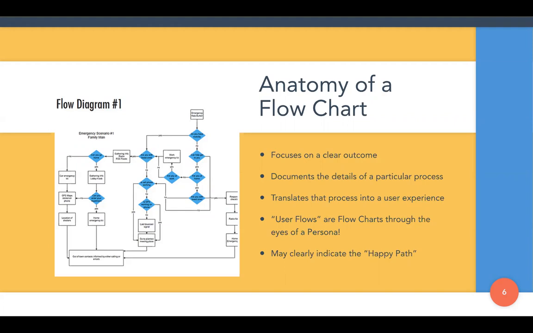Flowcharts also can communicate what we call the happy path. The happy path is the way that a person can get from here to there in the most direct fashion. If everything goes right and we do our job right, people will fall along the happy path.